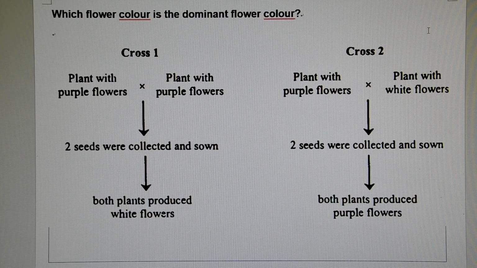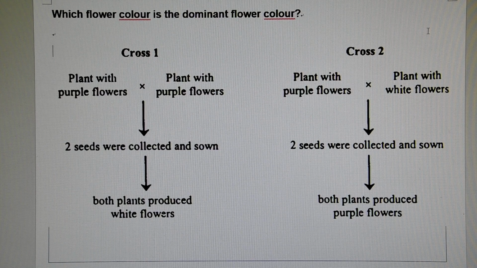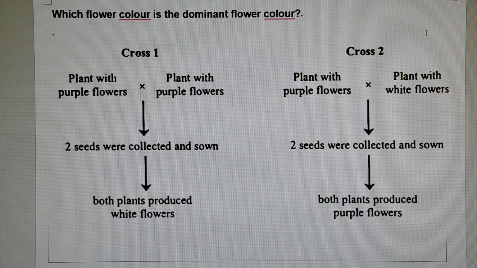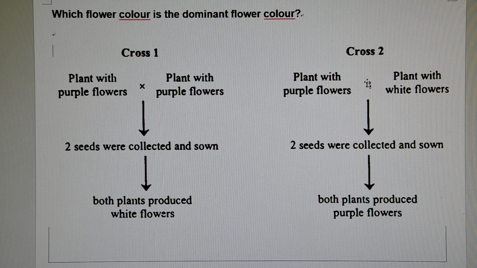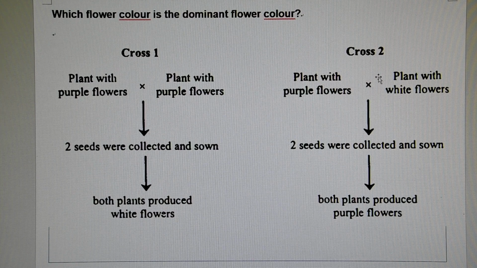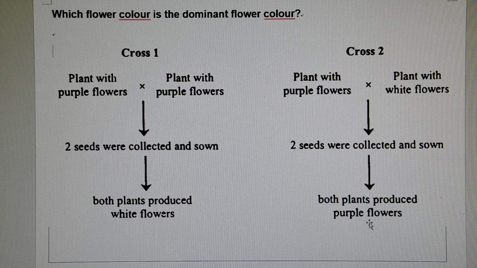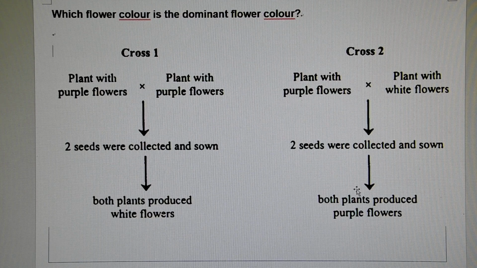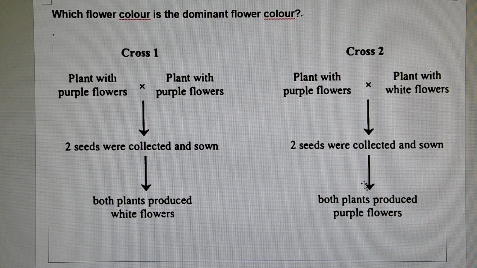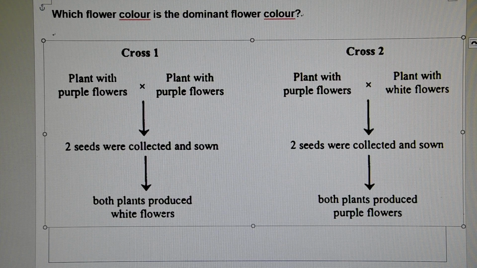So which flower color in this story is the dominant flower color? The first idea we have to check is which cross is useful for determining the dominant flower color. If you look at cross 2, the offspring has white flowers, which resembles one of the parents. So in this case, it's not useful in telling you whether a purple flower is dominant or recessive. So this cross is not useful.